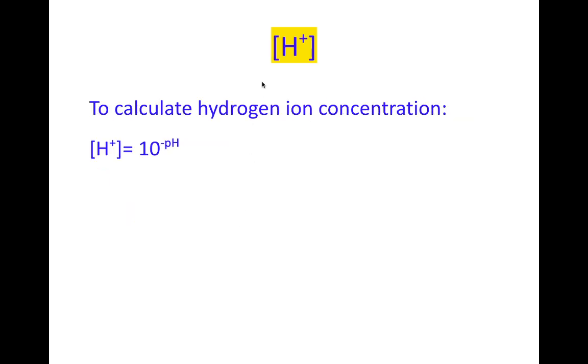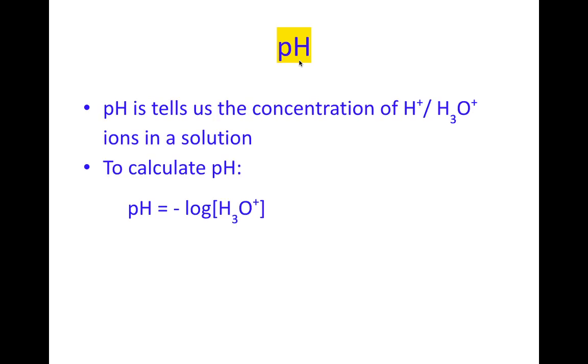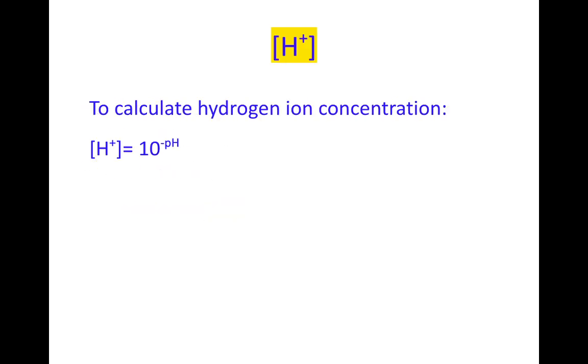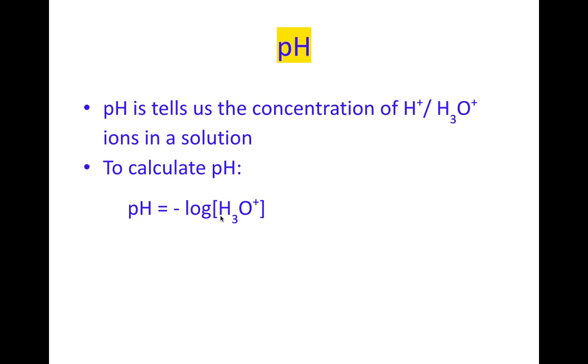On the other hand, if we are given the hydrogen ion concentration, we can, like I just said, determine the pH. But if we're given the pH, we can use the pH to determine the hydrogen ion concentration. So you're basically just taking this equation and flipping it around. If we have the hydrogen ion concentration, we can do negative log of the hydrogen ion concentration to get the pH.